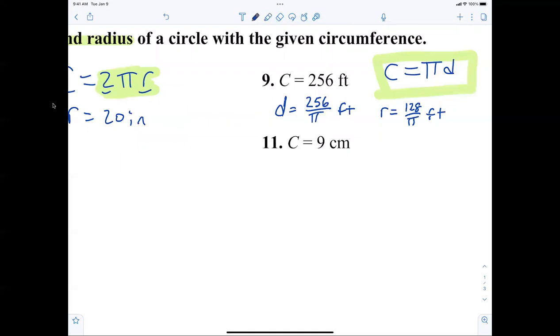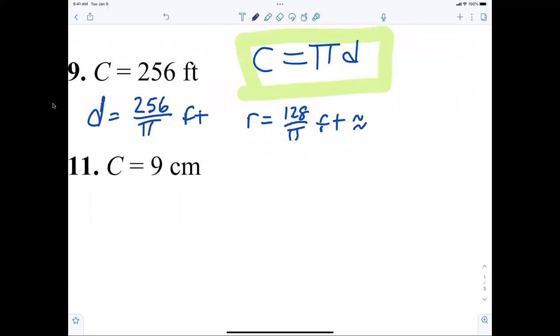Now, if you want, you can practice using your calculator. If you do 128, hit divided by, and then find the pi button on your calculator. And if you wanted to approximate, now you could approximate. What is that approximately?